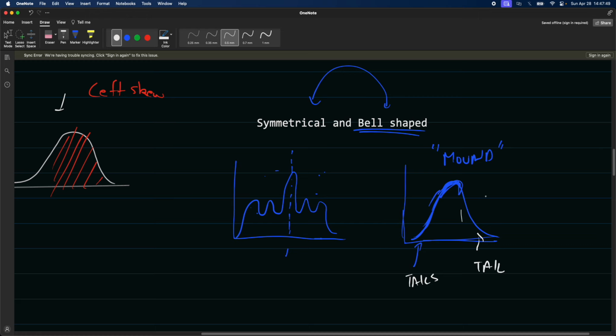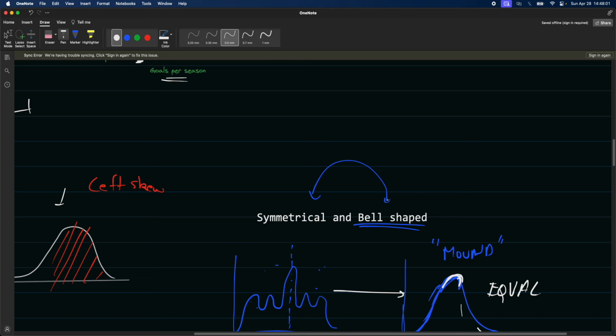So you have two equally sloping tails, and then you have a center, right? And you can see that this is clearly not that. So bell-shaped distributions are symmetrical, but not all symmetrical distributions are bell-shaped. That is point number 4, very important.